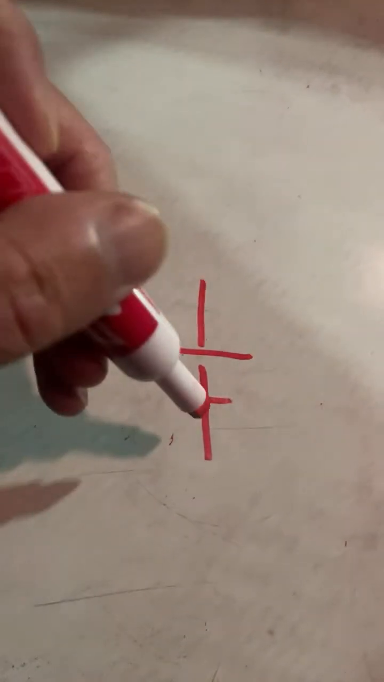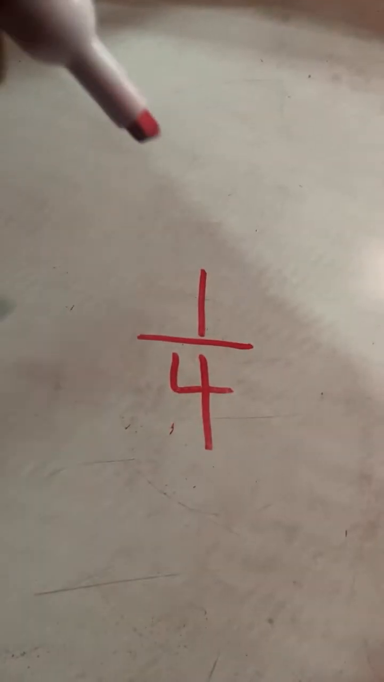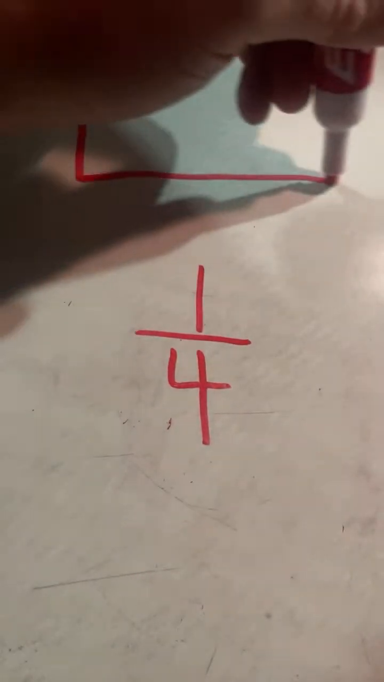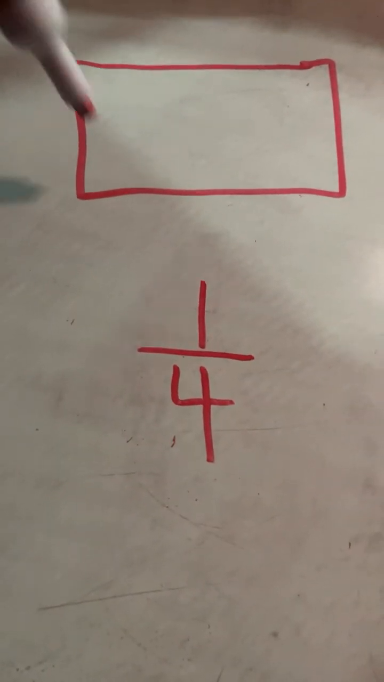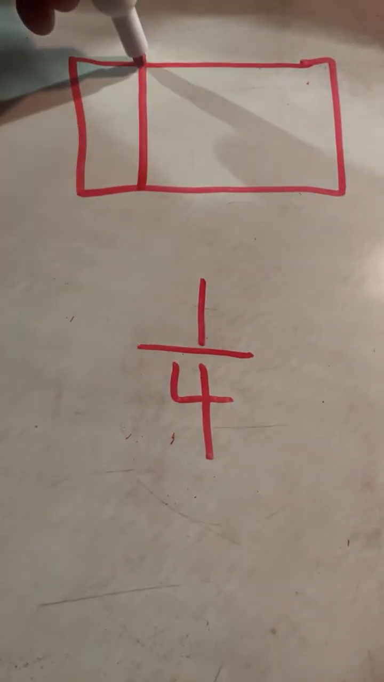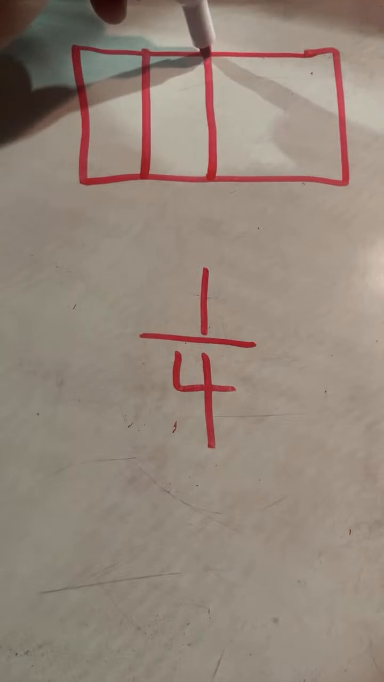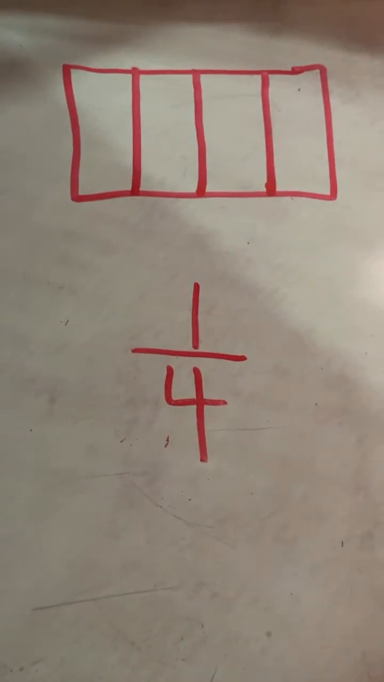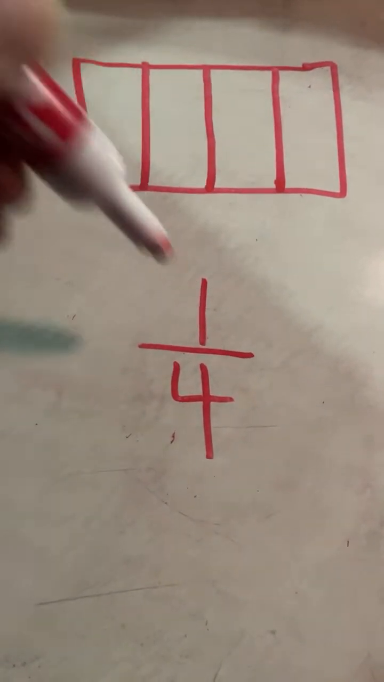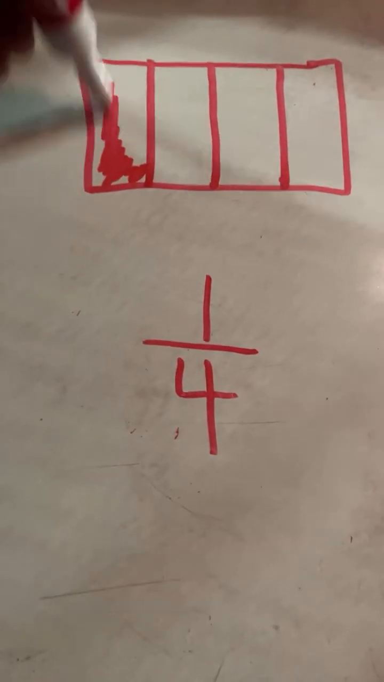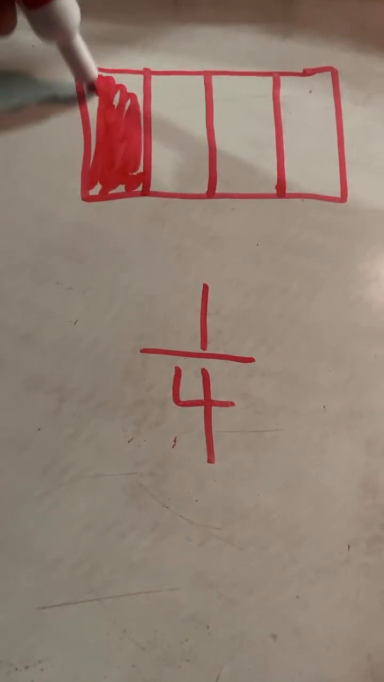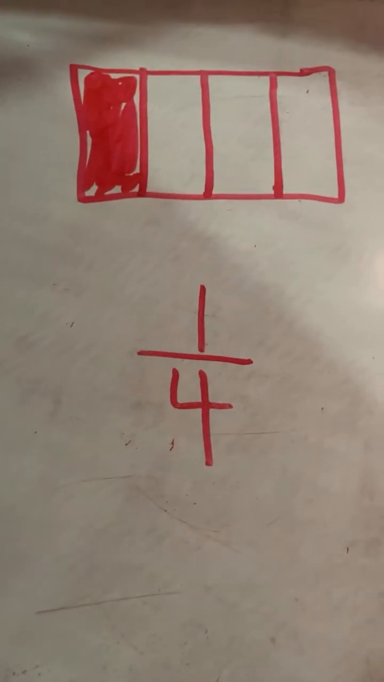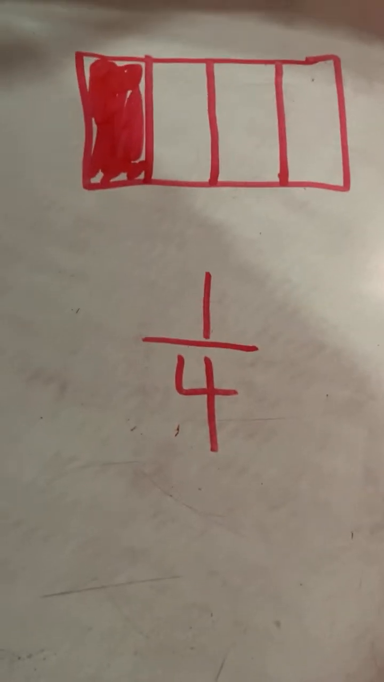One-fourth. Making a model that represents 1/4. So the denominator, aka the bottom number, represents the total. And the top number, aka the numerator, represents the parts, shaded or unshaded. So I have a total of 4 parts, so I'm going to make 4 equal parts within this shape. 1, 2, 3, 4. I now have 4 equal parts, and I'm going to shade in 1. I now have a fraction model that represents 1/4.